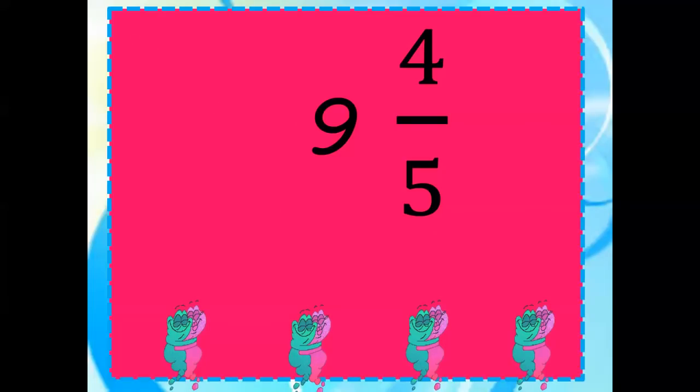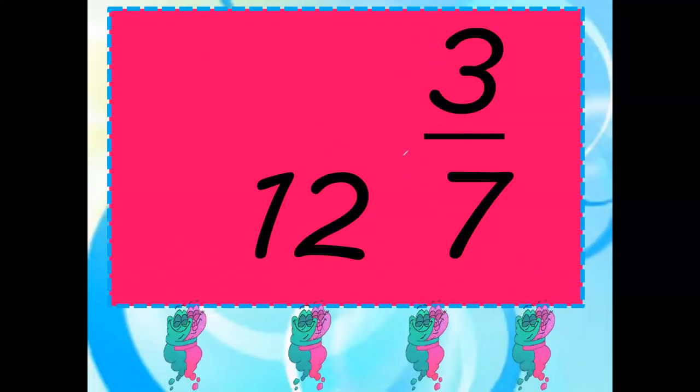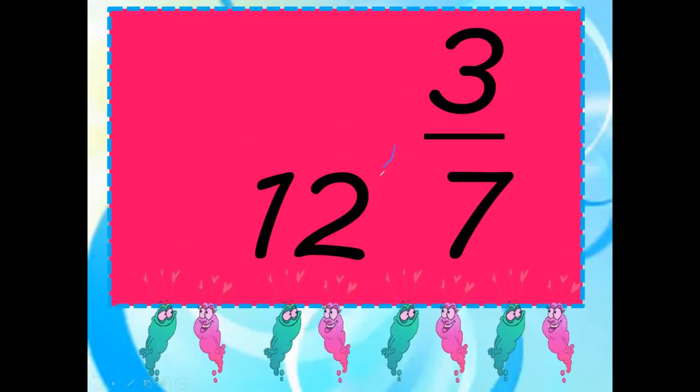Let's have the next one. Okay, how about this? 12 and 3/7. So this 12 is the whole number. So multiply. So 12 times 7 is 84. Then plus 3, you have 87. Okay? So we have 87. And then again, copy the denominator. Okay? Next one.